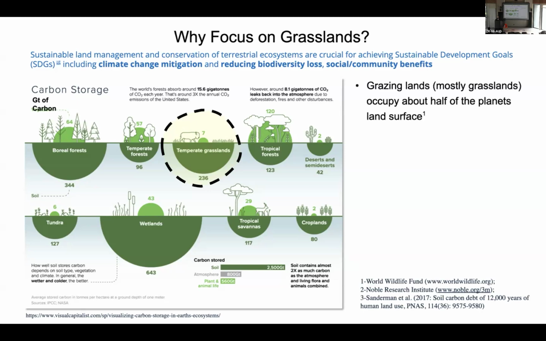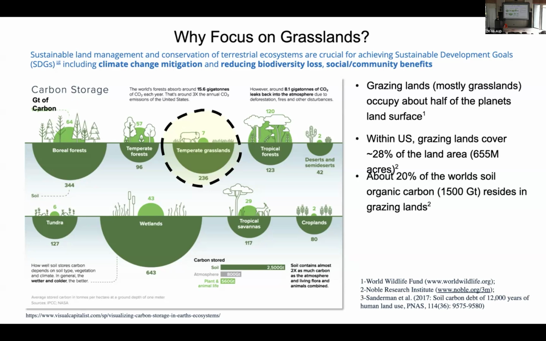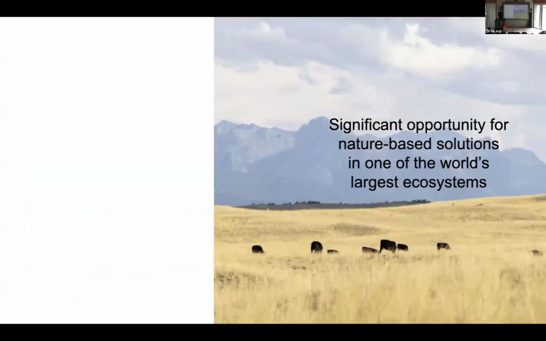Just to highlight, grazing lands, mostly comprised of grasslands and some savannas, occupy nearly half of the planet's land surface. Within the US alone, grazing lands cover about 28% of the land area, and about 20% of the world's soil organic carbon resides in grazing lands. There is a large soil carbon debt, if you will, due to human activity, which has the potential to be restored. That's the carbon pool we're trying to restore.